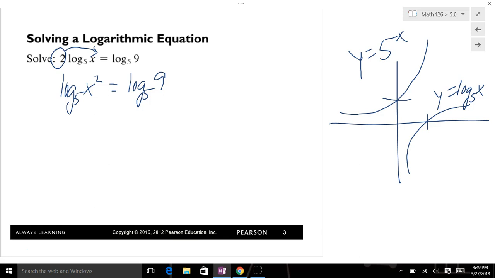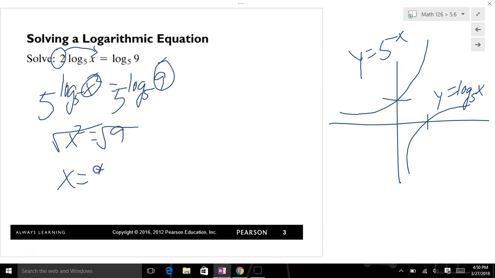But if you're going to use the inverse to undo it, you go 5 to this side and 5 to that side. So it pops out the x squared. 5 to the log base 5 of 9 is 9, pops out that 9. If x squared equals 9, solve that. x is plus or minus 3.